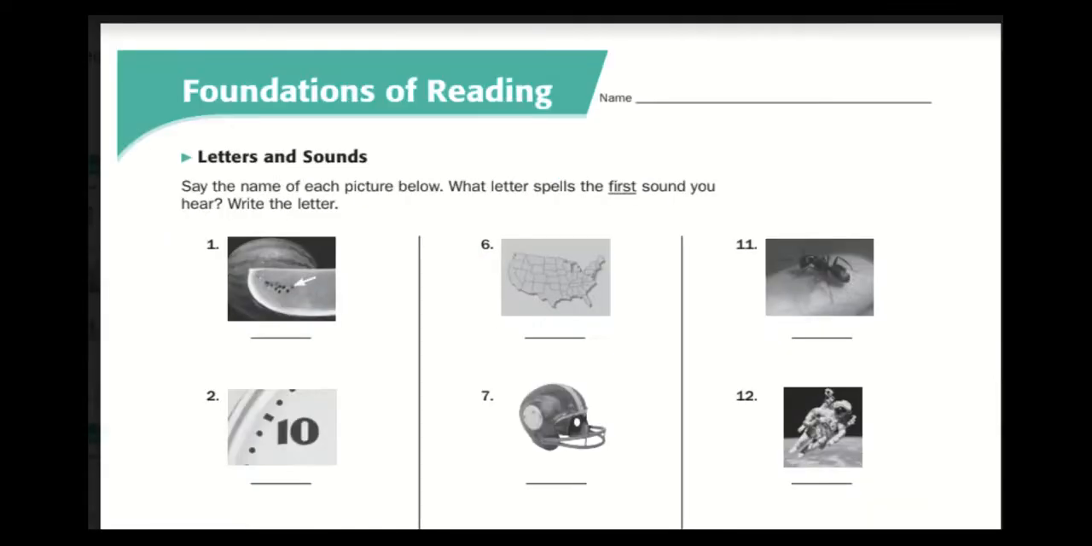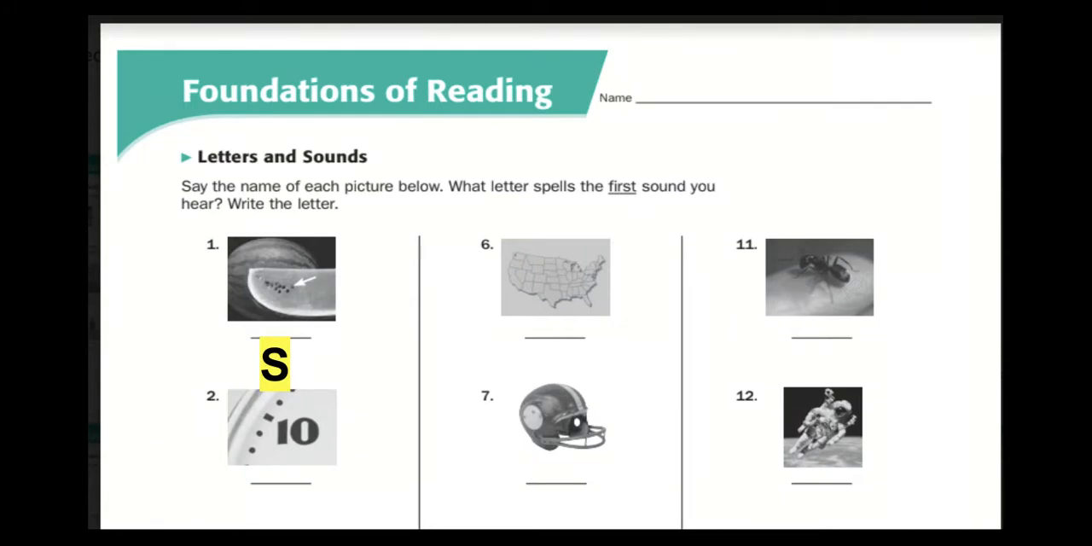All right. Now we're going to do something just a little different. Say the name of each picture below. What letter spells the first sound you hear? Write the letter. And I hope after this you're going to do some practice and write the words and the letters so you are adding to your vocabulary. It's important to write by hand and not just type everything you do. So in our first picture, it was S for seed.